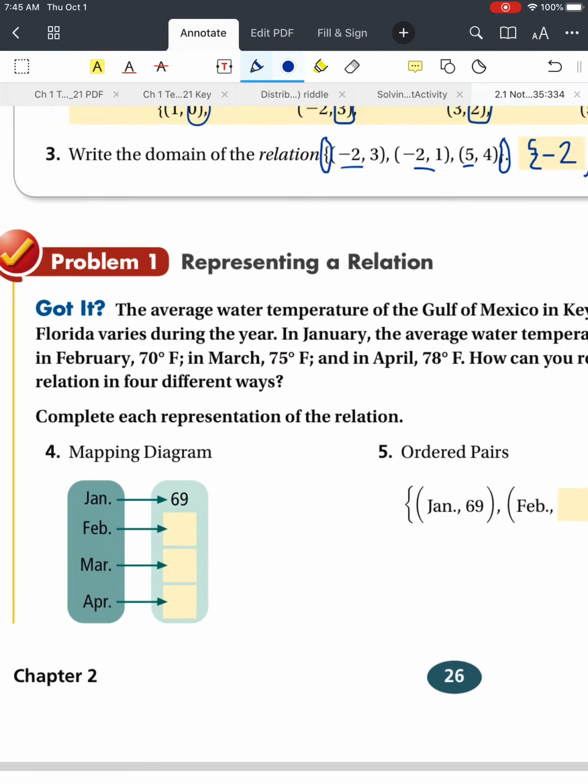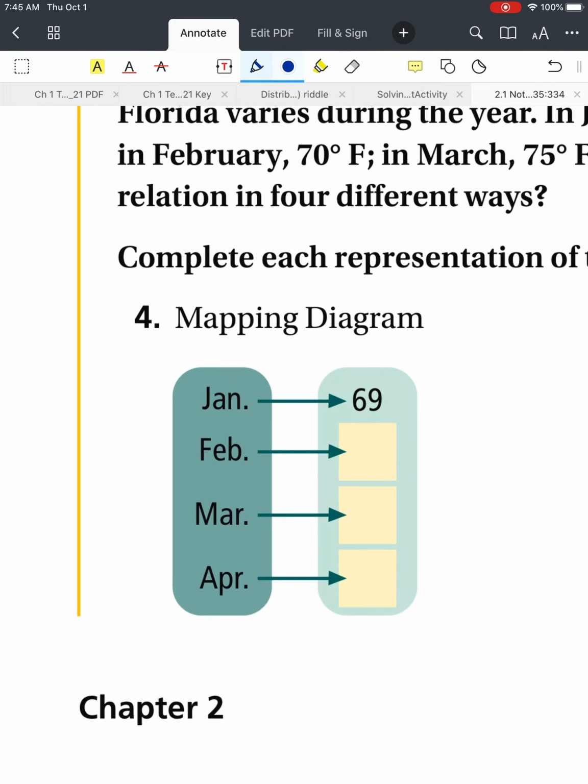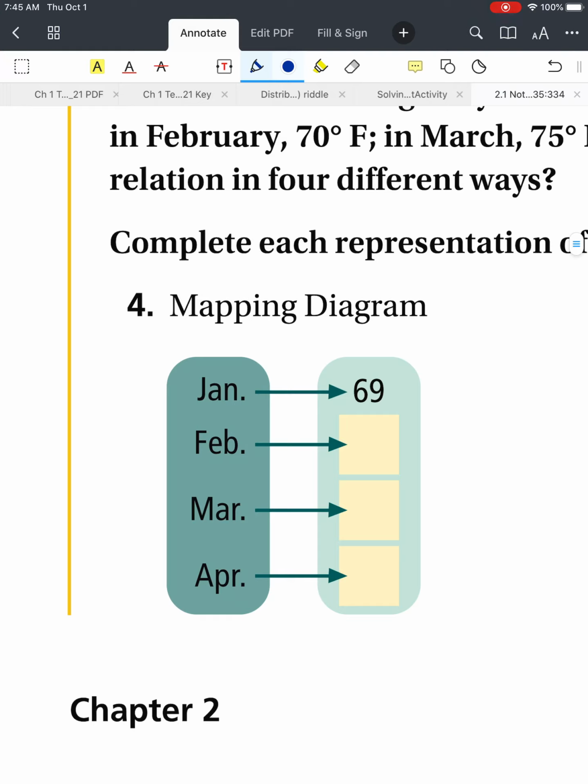So this first one we have, this is called a mapping diagram. How do I like to remember that this is mapping? I see the arrows, and if you look at a map, you're always looking at, okay, I'm right here, and I want to get over there. So if you imagine the arrows are directing you to where to go on the map, that's one way you can remember that this is called a mapping diagram.